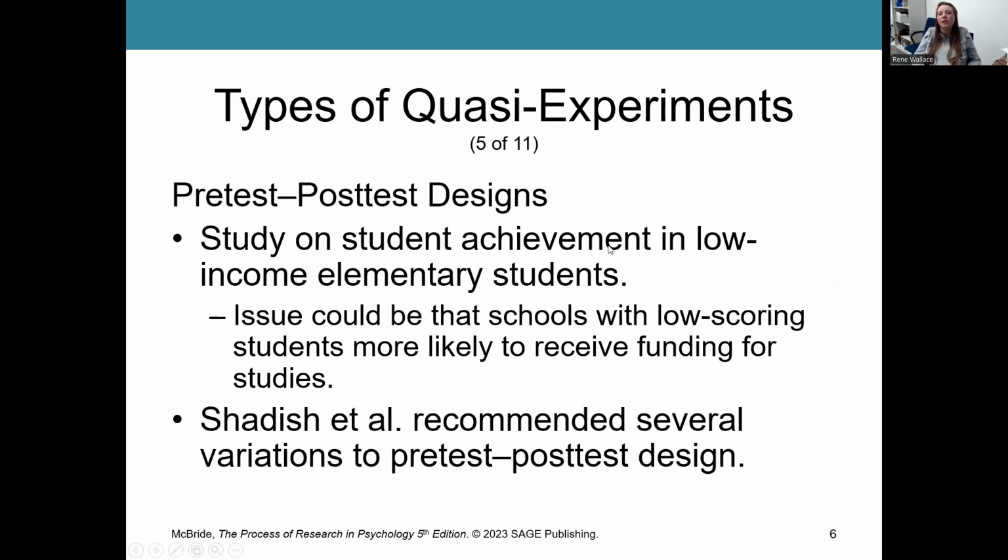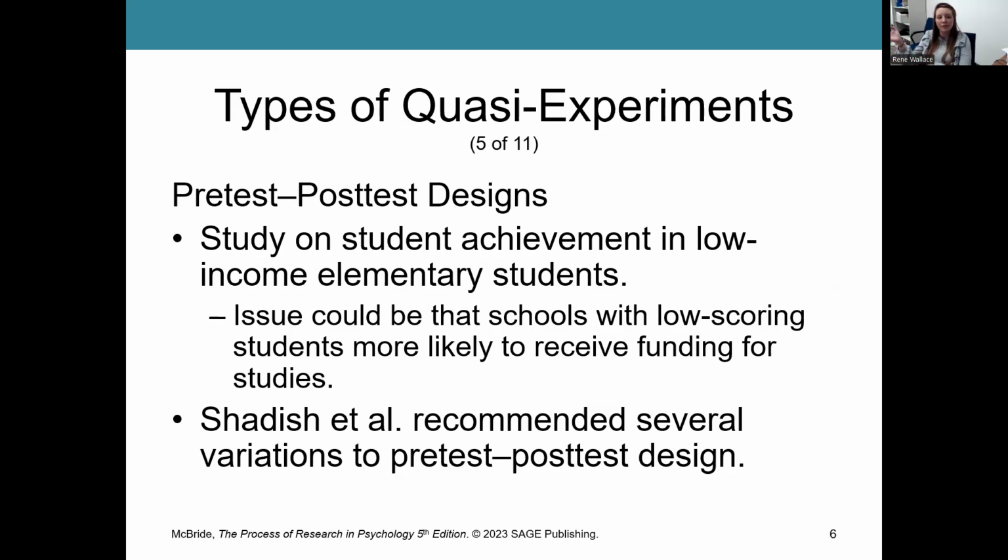So if you were studying student achievement in low income elementary students, maybe the issue isn't that schools with low income or low scoring students are more likely to receive funding for their students. The issue could be, sorry, reading is hard, that schools with low scoring students are more likely to receive funding for studies. So looking at low income elementary students, that might be difficult. And then here's some pre-test, post-test stuff in your textbook if you want to look at that.